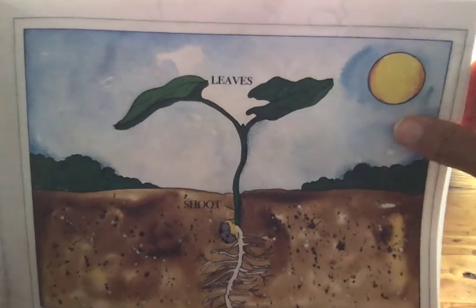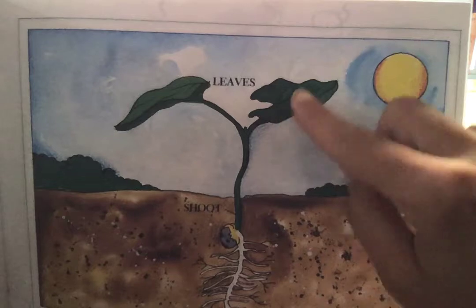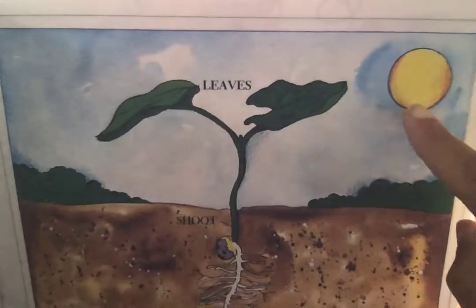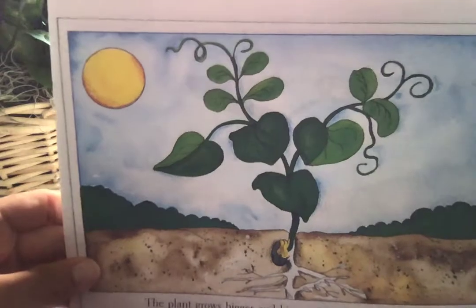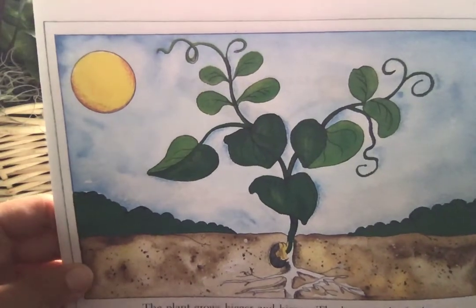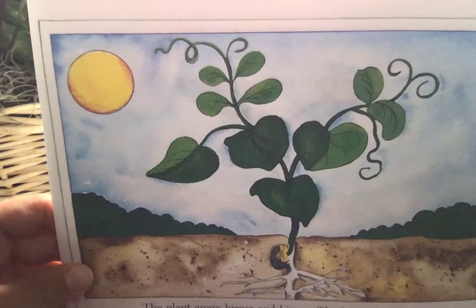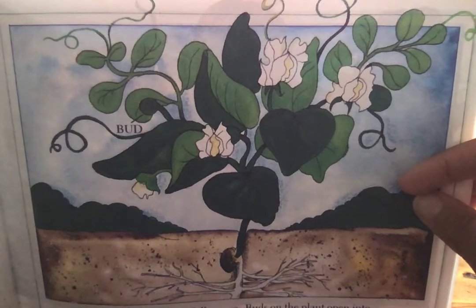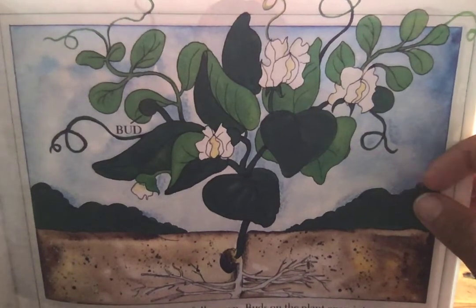Green leaves grow up from the shoot towards the sun. Remember, we learned that these green leaves have something inside called chlorophyll that takes the sunlight and turns it into sugar for the plant to eat. The plant grows bigger and bigger and bigger. The leaves make food for the plant from the water and minerals in the soil, the sunlight and the air all around the plant. Finally, the plant is full grown. Buds on the plant open into the flowers where new seeds will begin to grow.